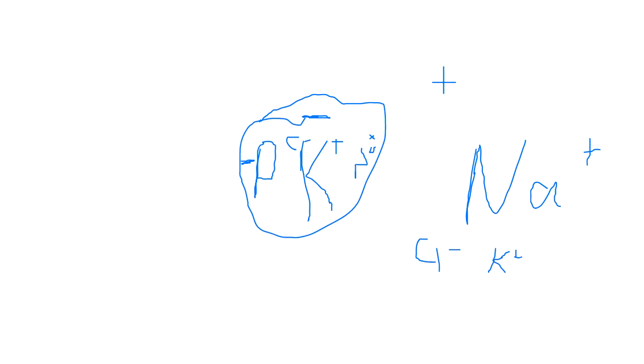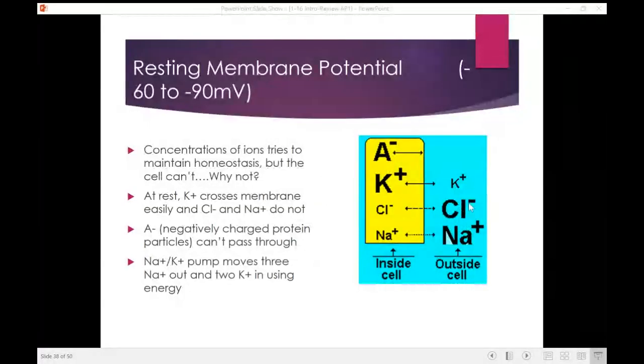Okay, so here is the inside of the cell, and then there's the outside of the cell. Remember that the concentration of the ions is going to try to maintain homeostasis, but unfortunately the cell can't. One of the big reasons is that the potassium can cross this membrane pretty easily, and the potassium is positively charged, and it's like, hey, I really want to get close to this negatively charged protein here, right? So it's moving over, okay? But the chlorine and the sodium can't, and that negatively charged protein can't either.